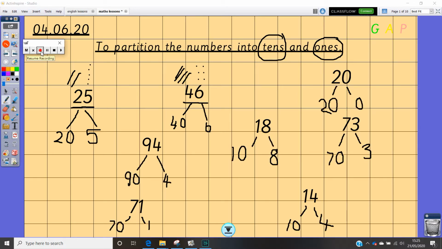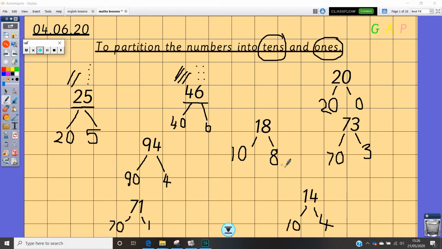Welcome back, Bumblebees. Hope you did okay with that. You can see on here that I have partitioned my numbers into tens and ones. So each of those numbers has been partitioned and split. We practiced 25 and 46 together. For 94, you should have 90 and 4. For 71, you should have 70 and 1. For 18, you should have 10 and 8.